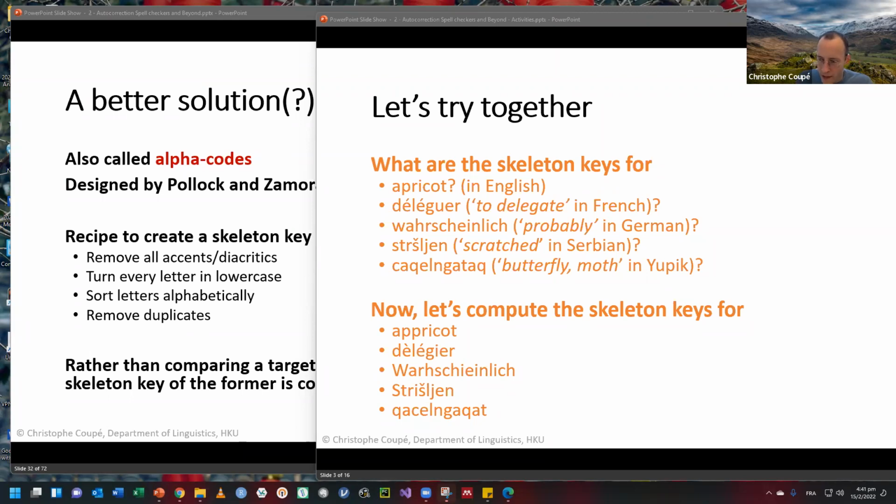So we found that apricot was something like, am I right? No. Okay, we had this one. What about apricot with a problem with two P's in the word? What would be the skeleton key of this word?